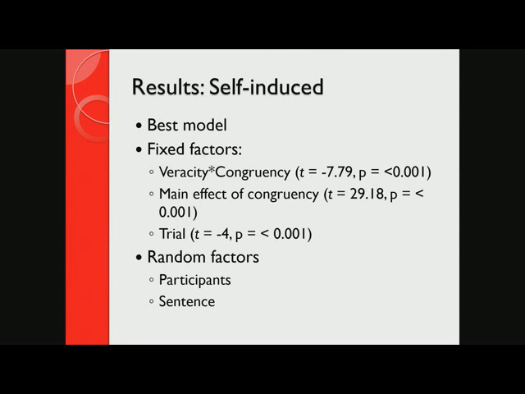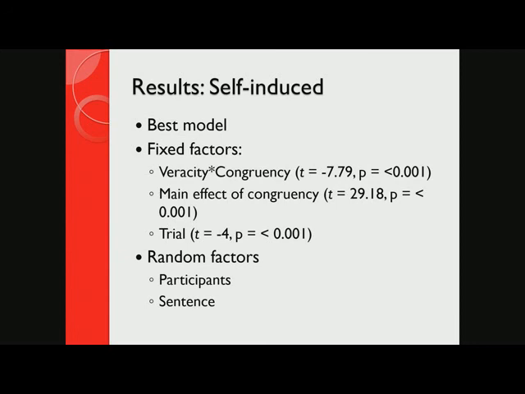Then there's an effect of trial. So participants tend to go faster as the blocks go on. Almost all participants show a sort of slow response on the first trial of a block. And then the random factors that matter are participants and sentences. So some participants are faster than others, and some stimuli can be responded to faster than others, and the model controls for that.